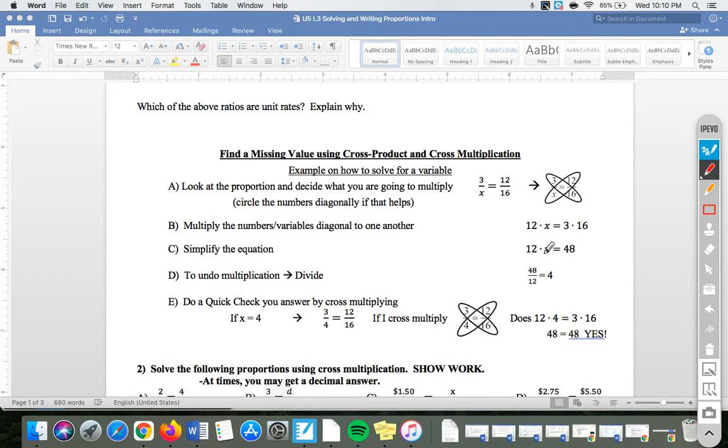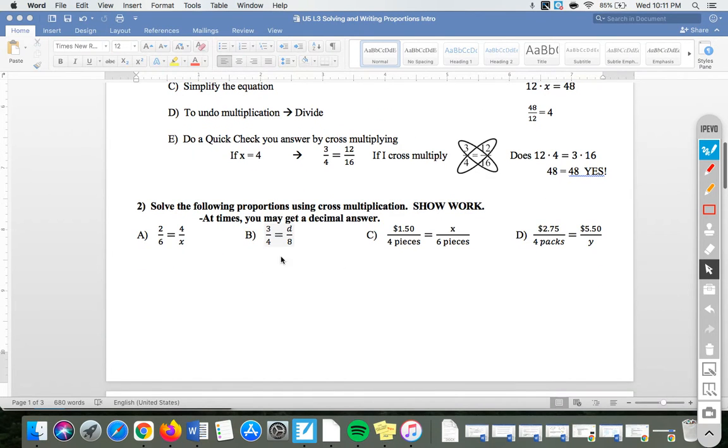At this point, it's just solving a one-step equation. So the opposite of multiplying by 12 would be to divide by 12. So I divide both sides by 12, and I get x, again, is equal to 4. So the steps really, in a simplified manner, are just saying cross multiply, then divide by whatever number is diagonal from x. Here, I know that x is equal to 4, and I can see that 3/4 is equivalent to 12 to 16. So you have quite a few practice problems down below here to practice on.